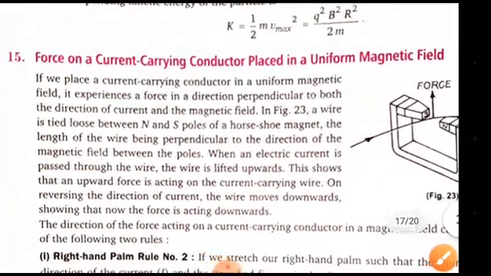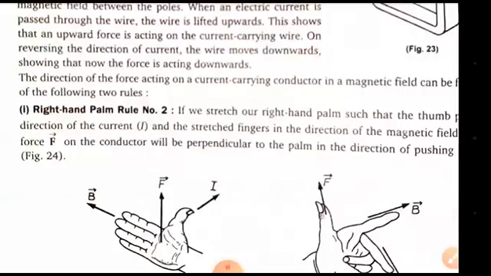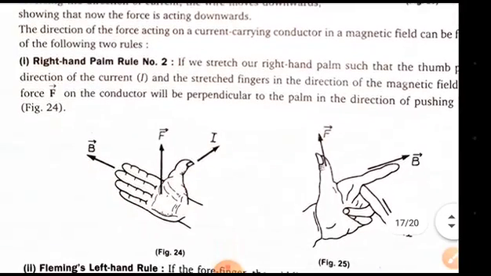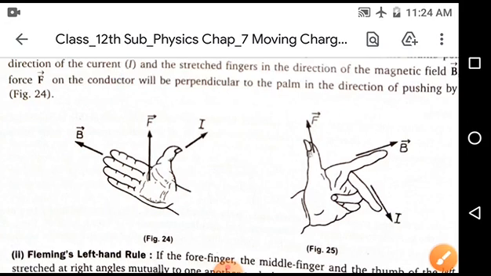Now students, we discuss here force on a current carrying conductor placed in a uniform magnetic field. In this topic we will discuss some rules. First rule is right hand palm rule number 2. According to this rule, if we adjust our right hand palm in such a way that the thumb shows the direction of current and the fingers show the direction of magnetic field, then the palm shows the perpendicular direction of the force at the point where we have to find the magnetic field. So this is the right hand palm rule.